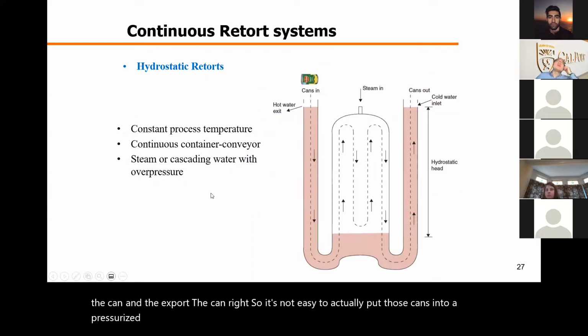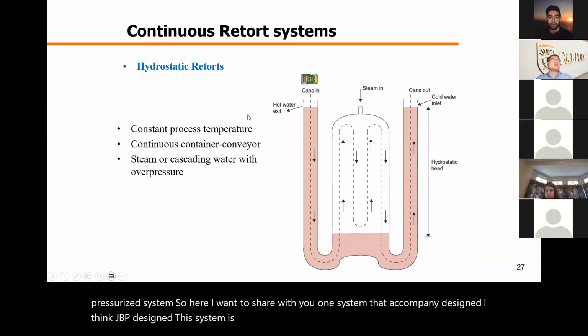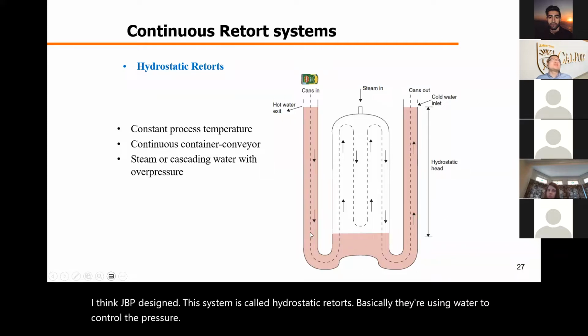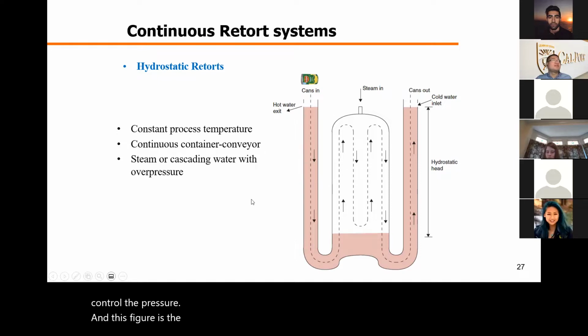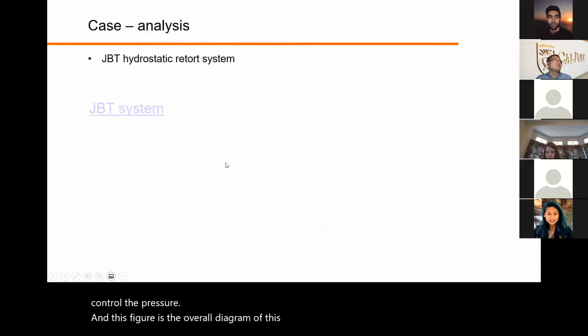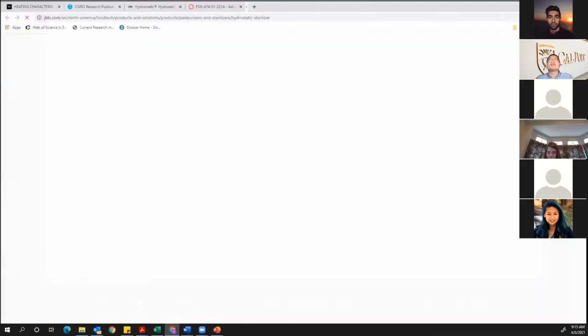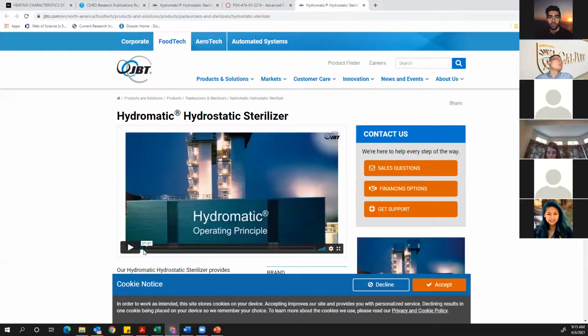So here I want to share with you one system that a company designed. I think JBT designed this system. It's called Hydrostatic Retorts. Basically, they're using water to control the pressure. And this figure is the overall diagram of this system. But let me show you a video, so probably you will have a better idea about how this system looks like.